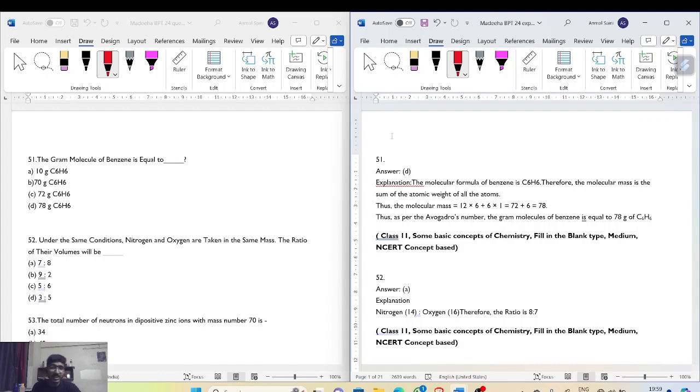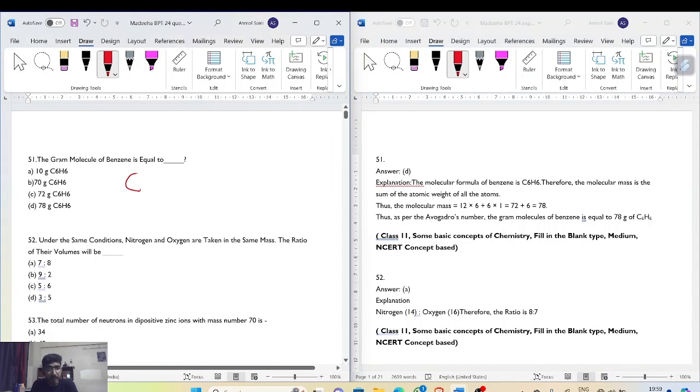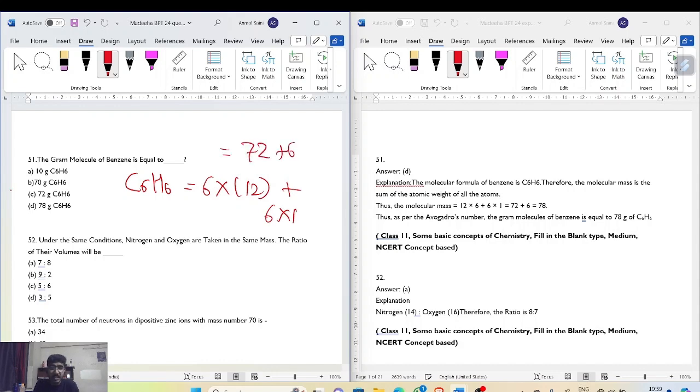Okay, so let's start. The first question is: the gram molecule of benzene is equal to. We have to calculate the gram molecule of benzene. For this, first of all we have to calculate the molecular mass of benzene. We know that the chemical formula for benzene is C6H6. So its molecular mass will be 6 into 12, because the atomic mass of carbon is 12, plus 6 into 1. So it will be equal to 72 plus 6, which is 78 grams.